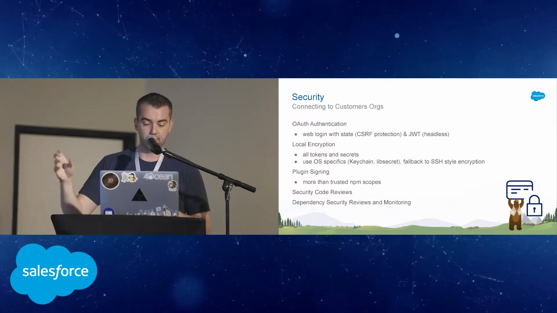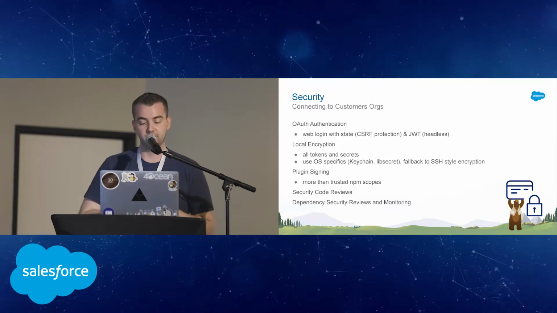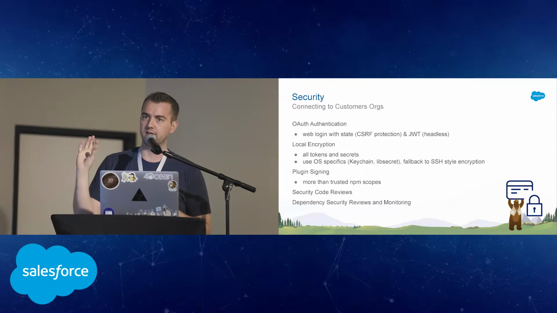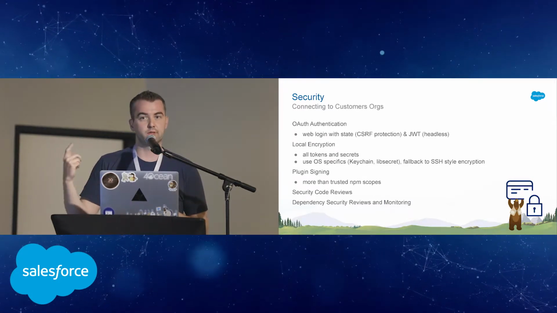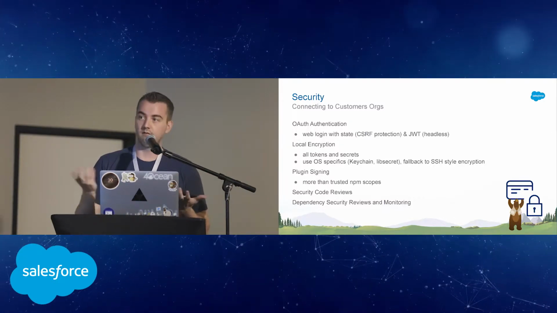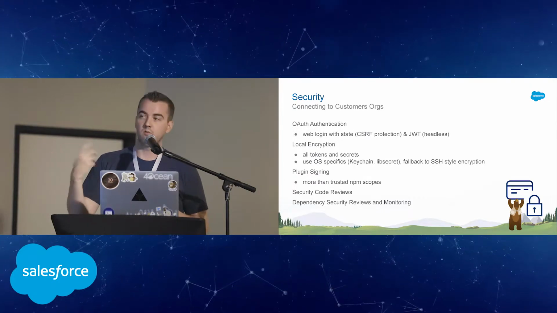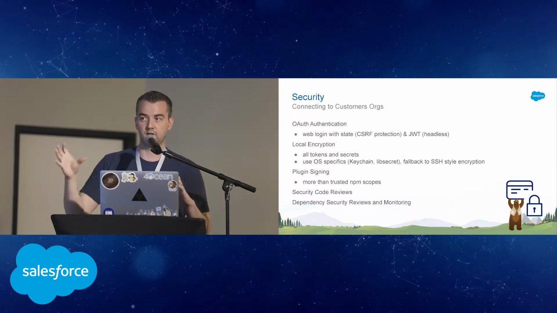I can talk more about plugin signing down the road and how we actually do that if you guys are curious. I'm not going to get too much into it here. And then security code review. So this is all the internal plugins that we sign. Any plugin that we sign, we make sure goes through code review with our security teams. We also actively monitor, obviously, all the NPM dependencies that we have. So when security vulnerabilities come out, we require that they're updated if they're going to stay as part of the core Salesforce plugin list.